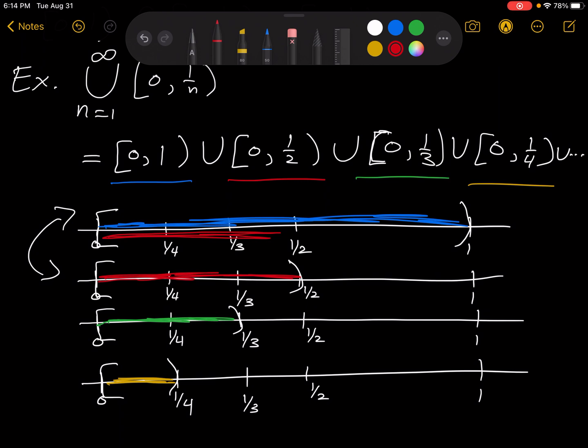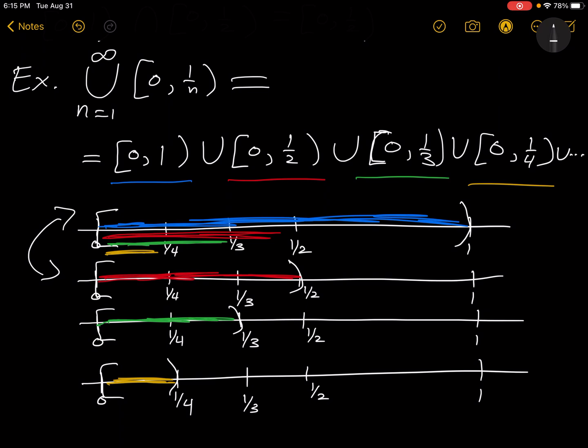Now looking at the green and the blue, the green is all of that, and the yellow is all of that. So the union of the blue and the red is just the blue. The union of the blue, red, and green is just the blue. And the union of the blue, red, green, and yellow is just the blue. So the answer to this one is really just the blue.